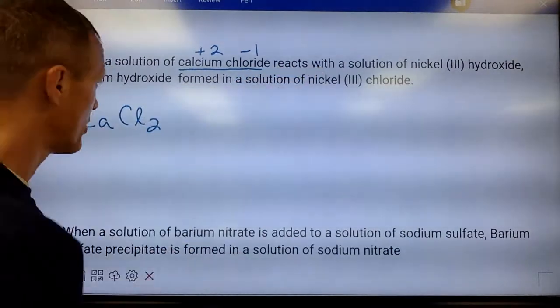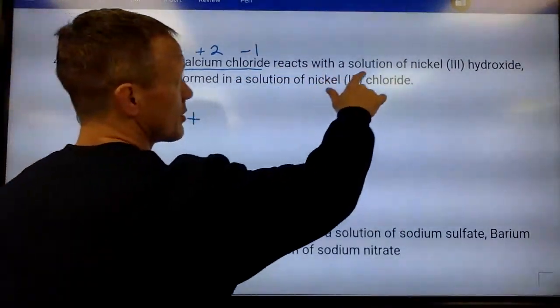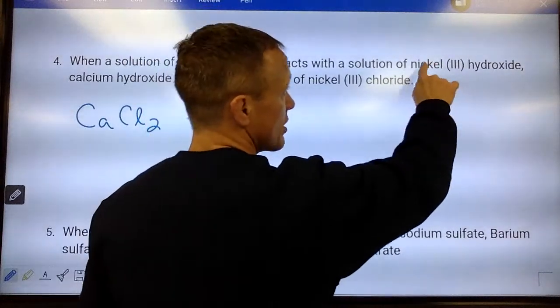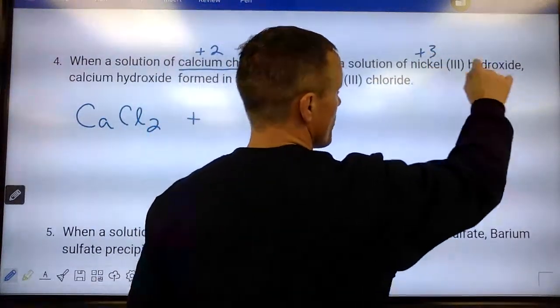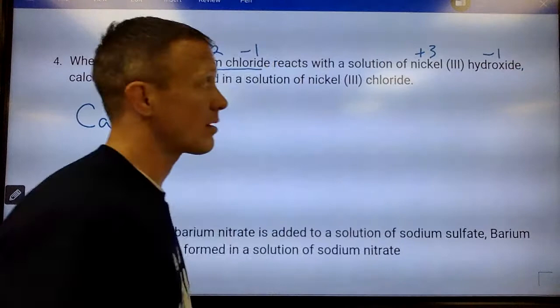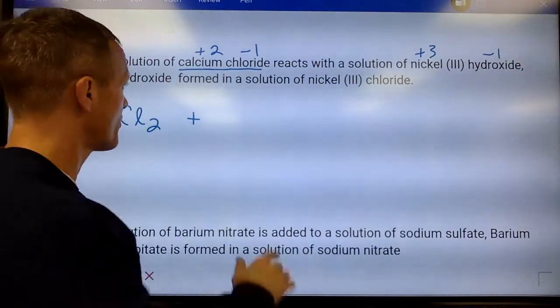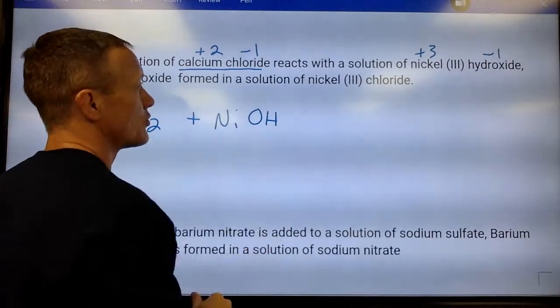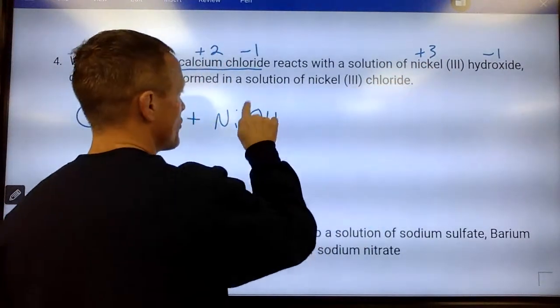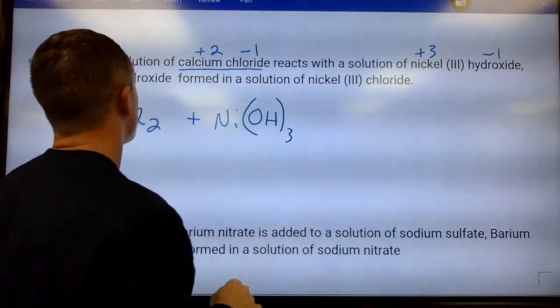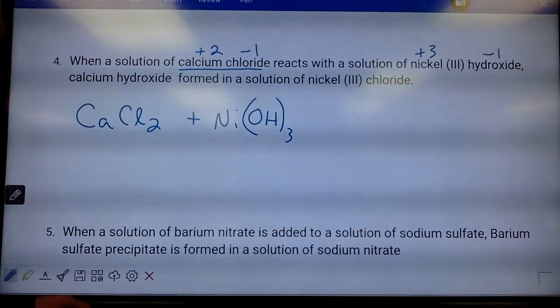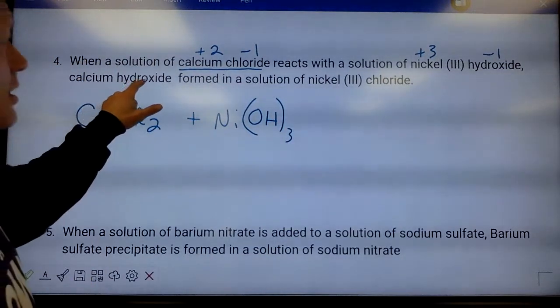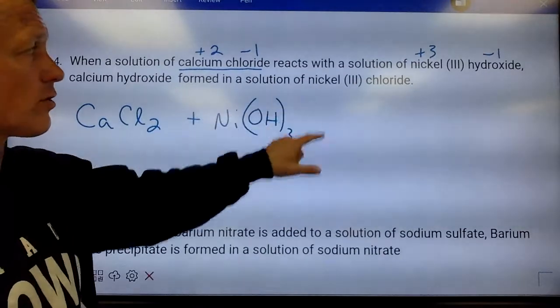Reacts with, so that is plus, a solution of nickel(III) hydroxide. So nickel is a +3 charge because of the Roman numeral. Hydroxide is on the bottom of your polyatomic ions list. So nickel hydroxide, +3 and -1, I have to triple that. Calcium hydroxide forms in a solution of nickel chloride.